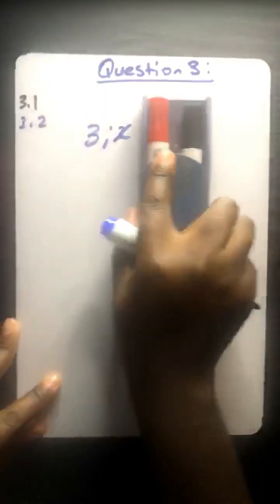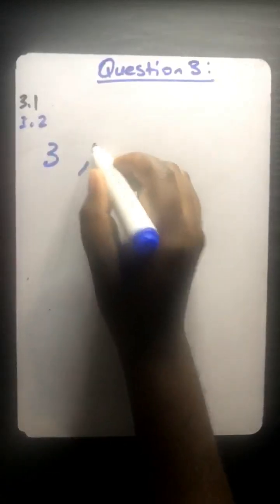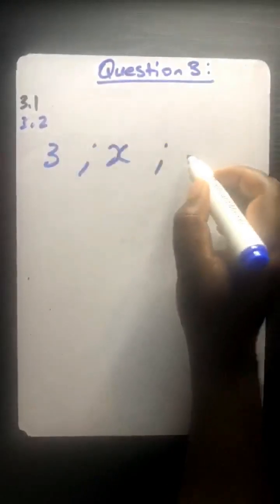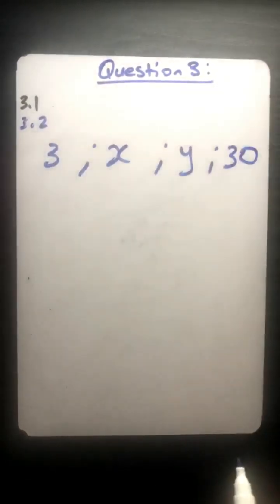So here they are saying, given the first 4 terms of a linear pattern, what are those? We are having 3, then x. Maybe let me space them such that we've got enough space. So we are having our first term being 3, the second term being x, the third term being y, and then the last one being 30.